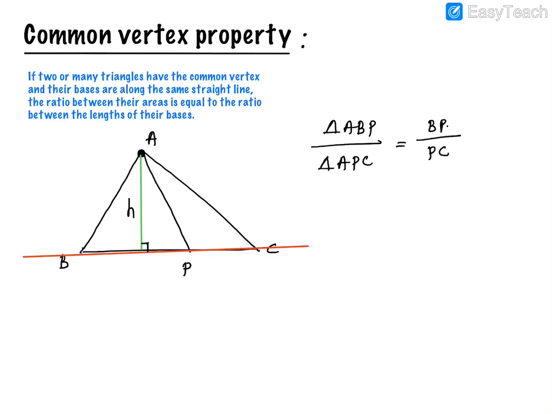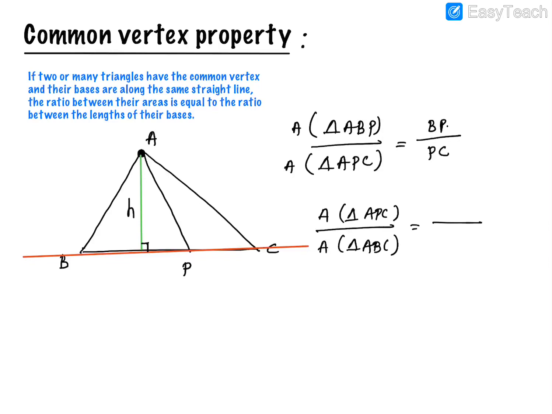So even if you apply half into base into height, that is also okay. In case you do not want to write this long statement, you can also use area of triangle equal to half into base into height, then cancel the heights, cancel half, and then prove that they are in the ratio of the bases. Same way, you can try this one: what would be the ratio of area of triangle APC upon area of triangle ABC? It will again be the corresponding bases, that is PC upon BC.